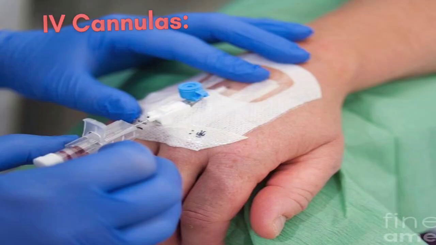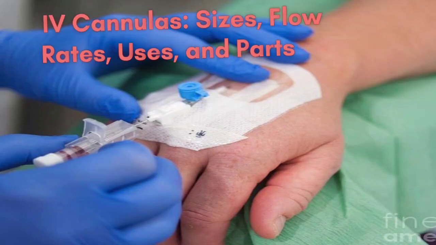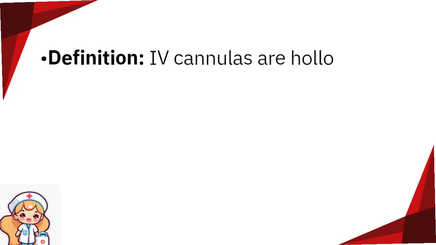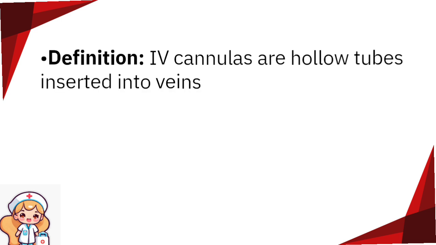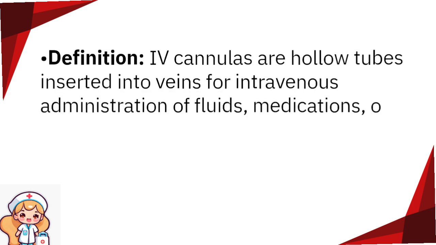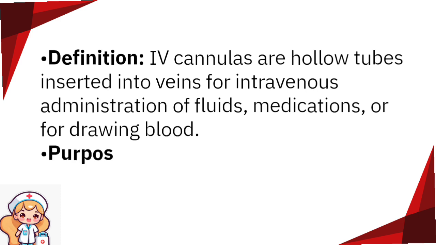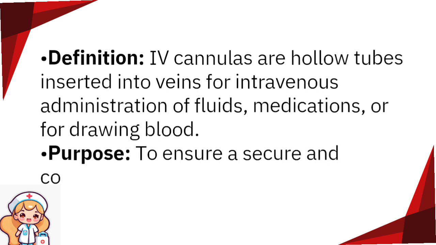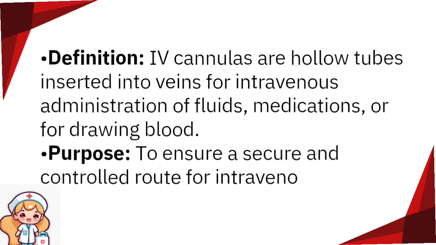IV cannulas. Sizes, flow rates, uses, and parts of cannulation. Definition. IV cannulas are hollow tubes inserted into veins for intravenous administration of fluids, medications, or for drawing blood. Purpose: to ensure a secure and controlled route for intravenous therapy.